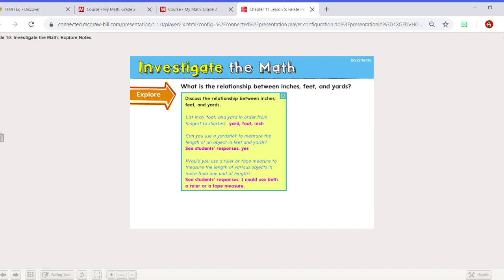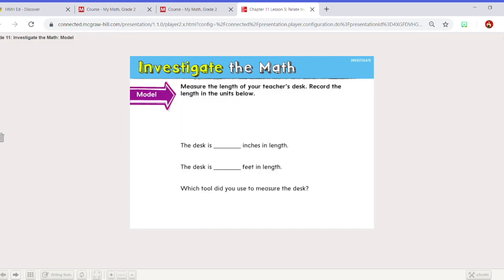A few questions here that I think are important to look at: let's put them in order from longest to shortest. It would be yards, feet, inches. I think that's important to remember, or shortest to longest: inches, feet, yards. Measure the length of your teacher's desk. Record the length in the units below. We can't see, but I brought a tape measure with me because I don't have a yardstick at home, and I'm measuring the desk I'm recording this lesson on. My desk is 39 inches long. So I'm going to write 39.